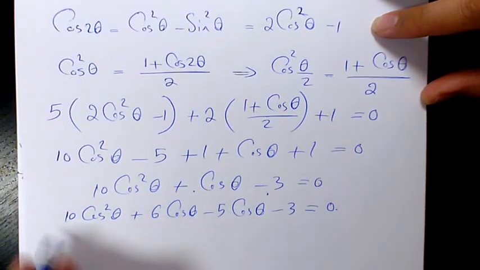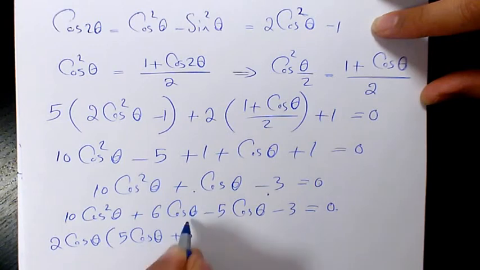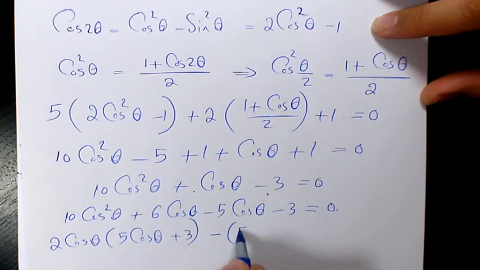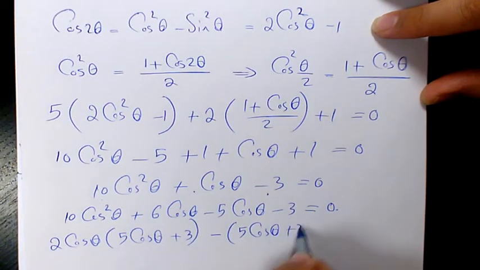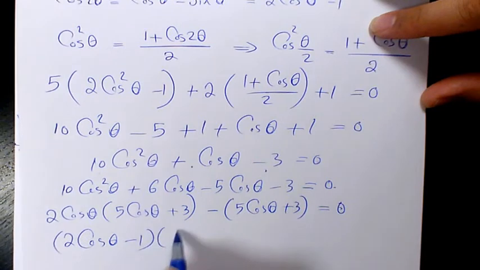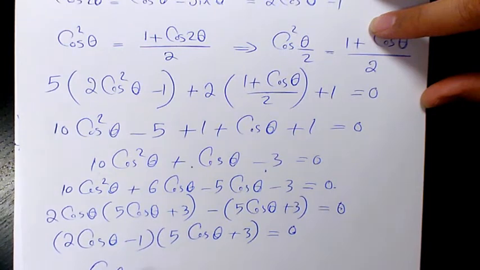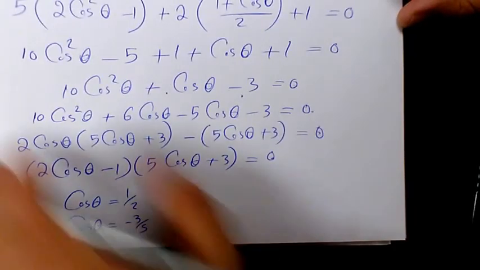So then it's going to be 2 cosine theta times (5 cosine theta plus 3) minus (5 cosine theta plus 3) equals 0. Then you have (2 cosine theta minus 1)(5 cosine theta plus 3) equals 0. So one answer is going to be cosine theta equals 1 over 2. One answer is going to be cosine theta equals negative 3 over 5.